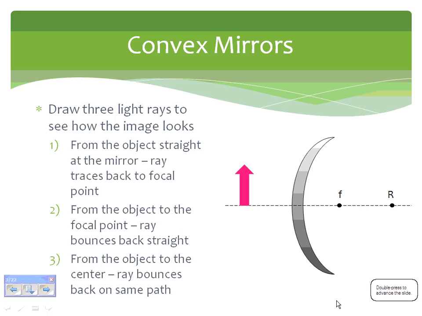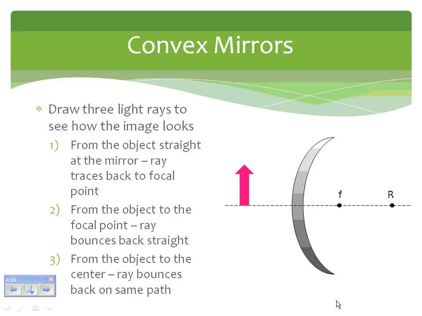Okay, so this is just going to be a recap of convex mirrors doing these ray diagrams. This will help you out with the worksheet that you have in front of you. Convex mirrors are always going to be the same. We draw at least two of the principal rays. There's an example at the top of the sheet that you can take a look at.